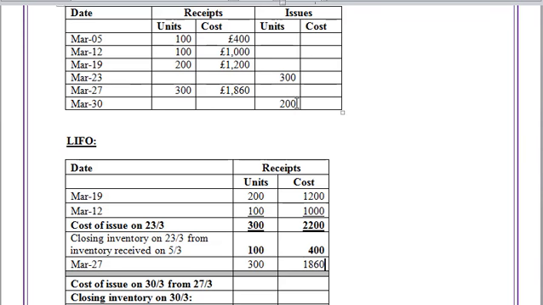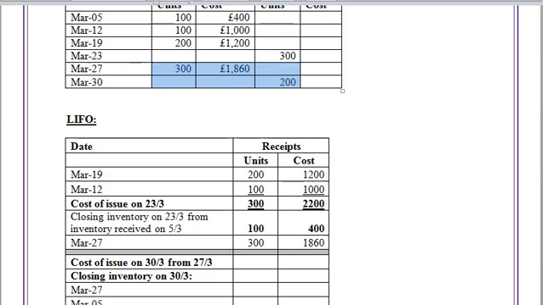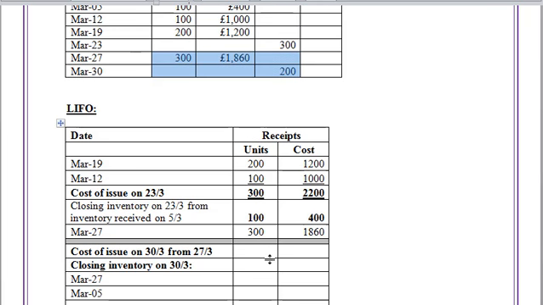You then issued out inventory on the 30th of March. So again, I have to ask myself, what is the closest inventory that we received to the 30th of March date? And in my case, it is the 27th of March. And you will see we received 300 units on the 27th of March. And it cost me £1,860. So I want to find out the cost of 200 units out of that quantity.